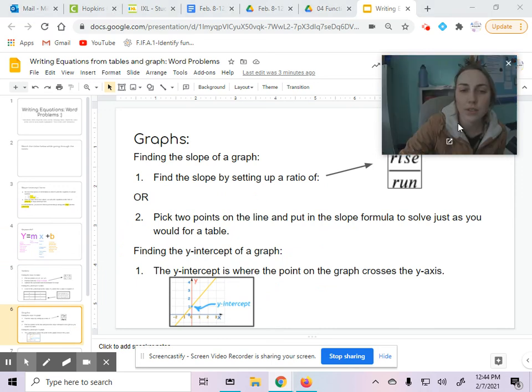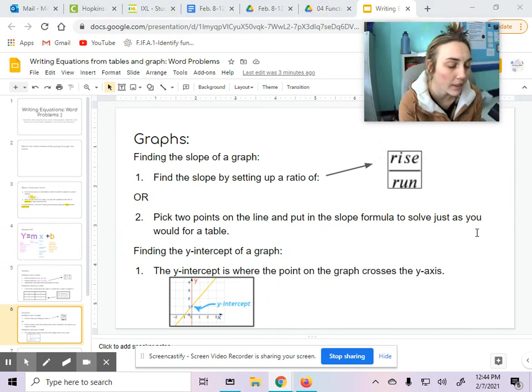And then graphs. So to find the slope of a graph, there's two different ways you can do that. One way is picking 2 points and finding the rise over run. How much you rise is your numerator, how much you run is your denominator. Or you can do something very similar to what you would do if you had a table. You can pick 2 points, label them, put them in the slope formula, and solve for the slope. So that's up to you, whatever you're more comfortable with, it's totally fine.